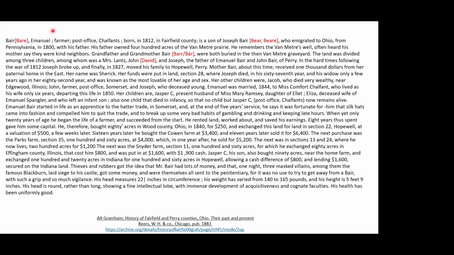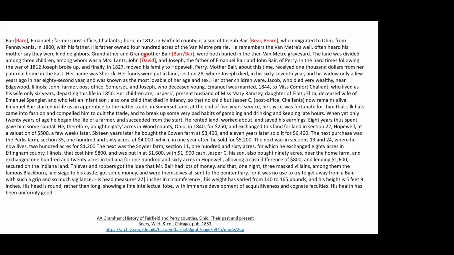That he was the son of Joseph Bear, who immigrated to Ohio from Pennsylvania in 1800. So right off the bat, it's telling us where he immigrated from, who his father was, and that his father immigrated with his father. Okay, that they owned 400 acres. And if you read down through this, you can kind of read it while I chit chat here.